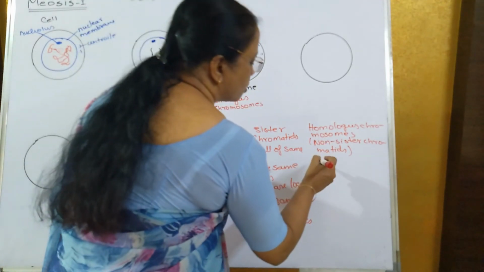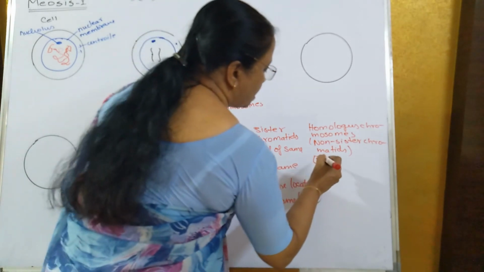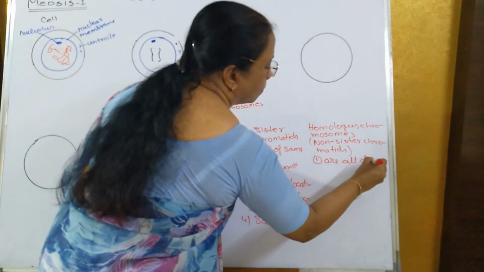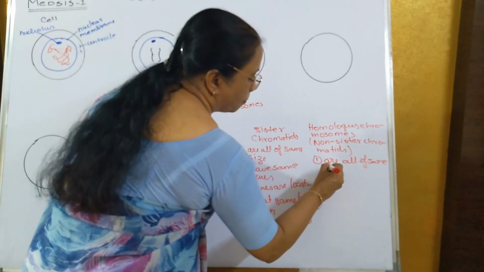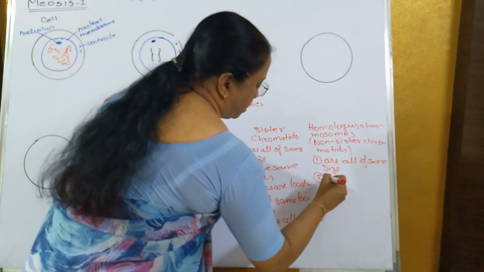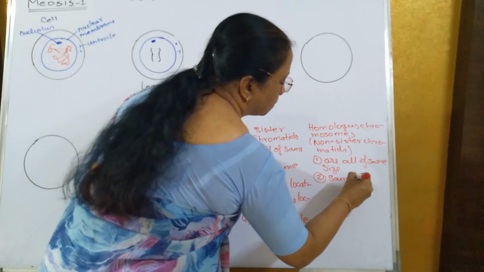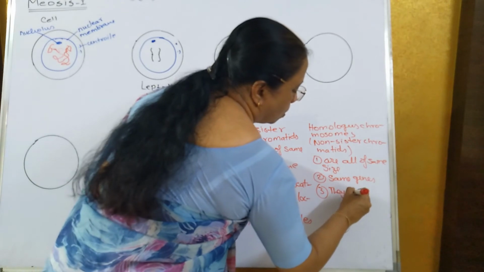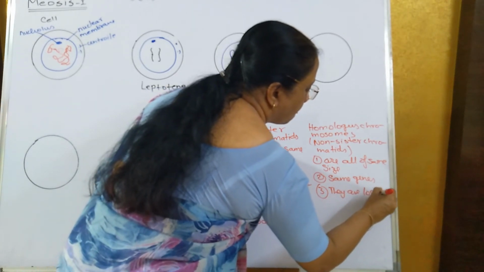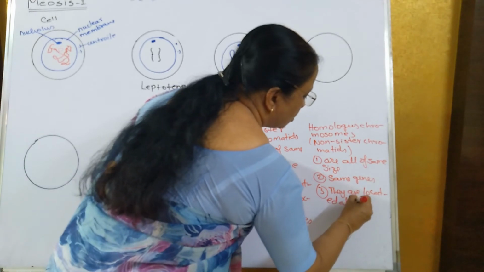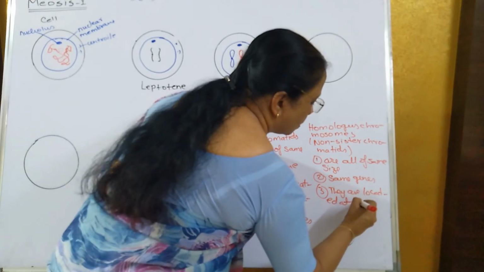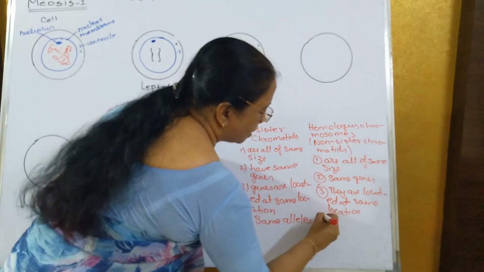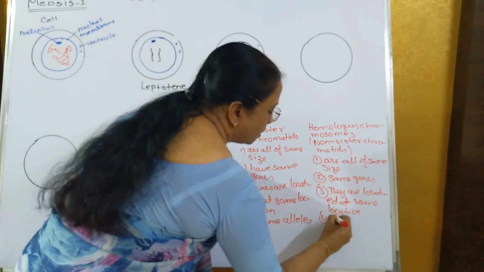In the case of non-sister chromatids, they are also of the same size. They have the same genes. They are also located at the same location, but they have different alleles.